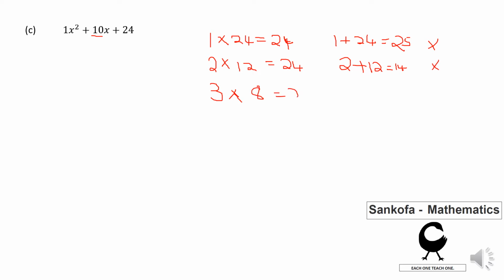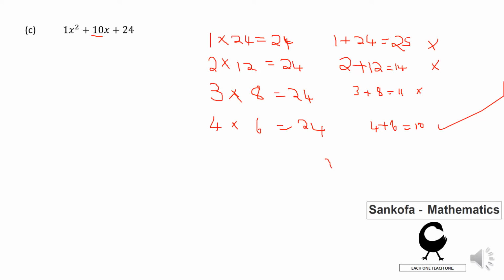Well, 3 times 8 gives you 24 as a product. But if you add 3 plus 8, it does not give you 10. In fact, it gives you 11. Also, that one we don't require. So what about 4 times 6? Yeah, 4 times 6 will work because 4 plus 6 obviously is going to give you 10. So this is the one that we are looking for.